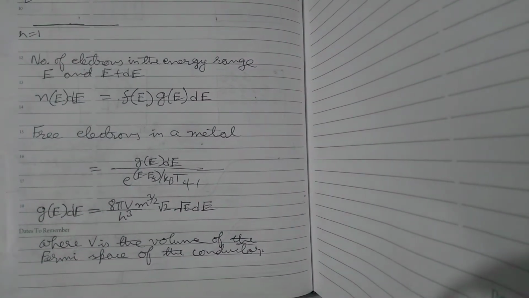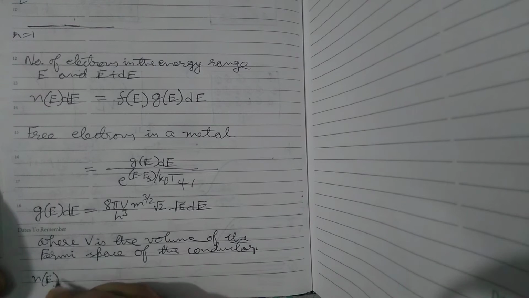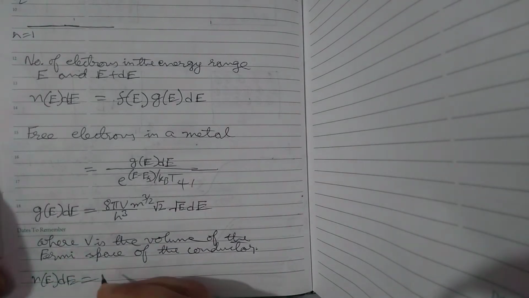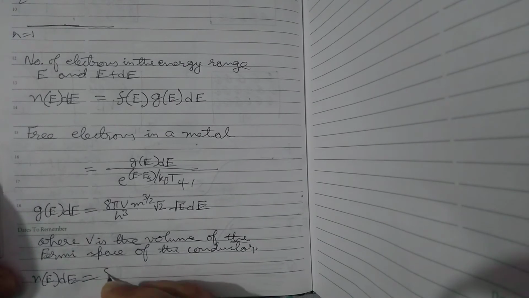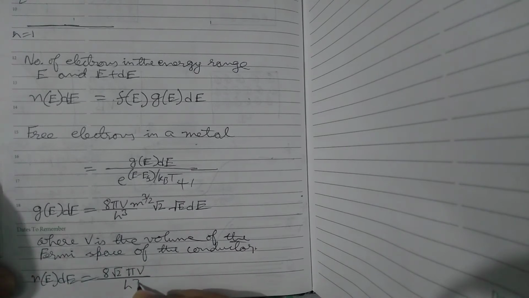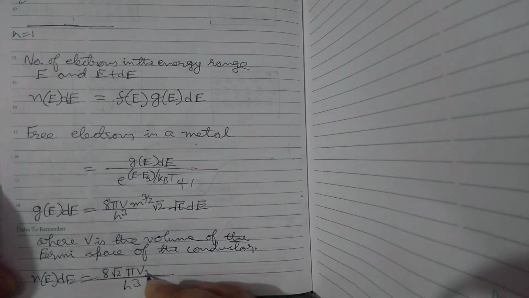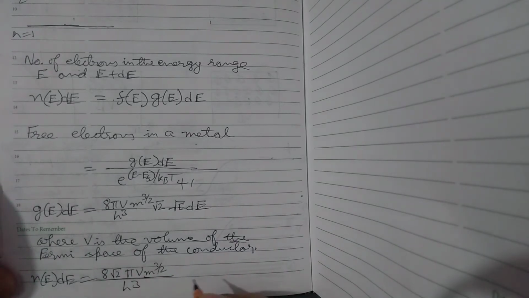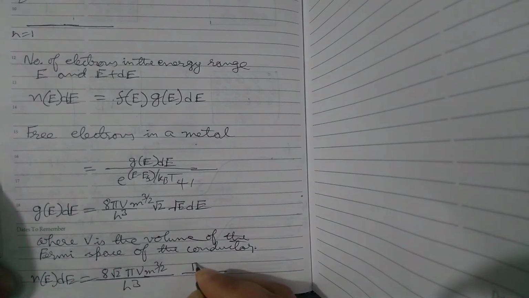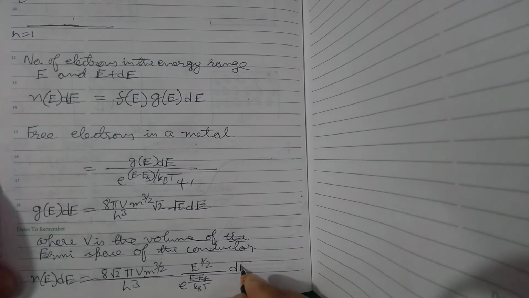Okay, now N(E)dE will be equal to what? If you write these things, it will be 8 root 2 pi V by h cube into m to the power 3 by 2 into E to the power half by e to the power (E minus EF) by kBT plus 1, into dE.